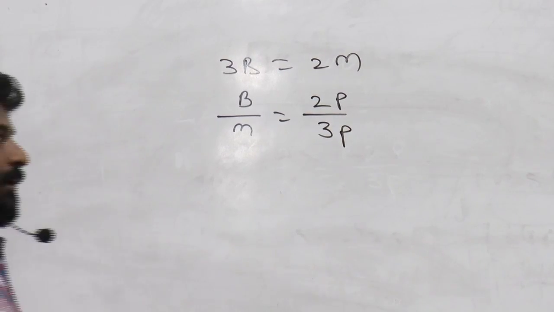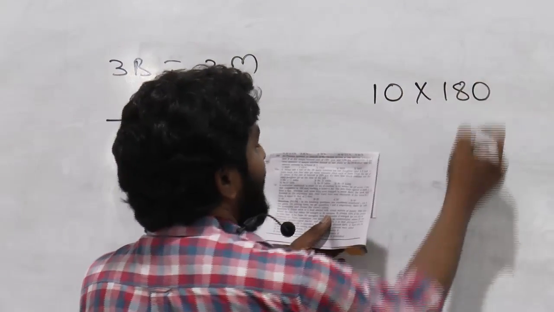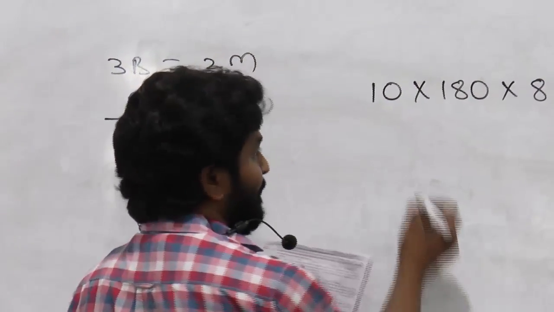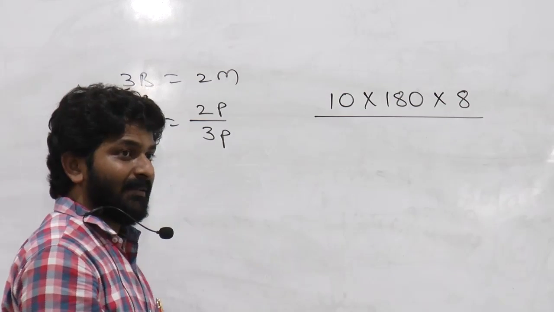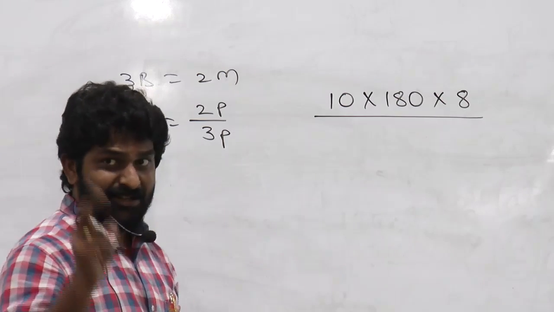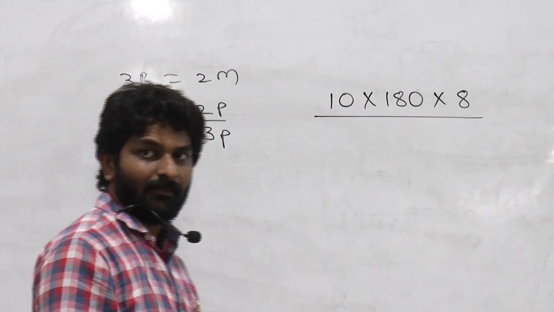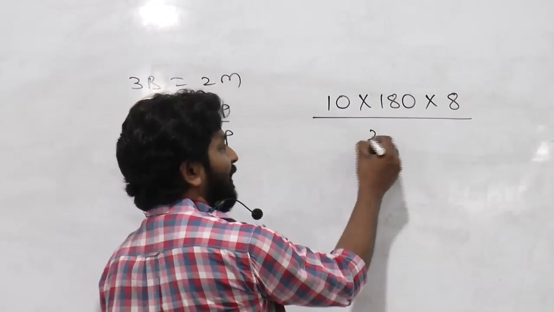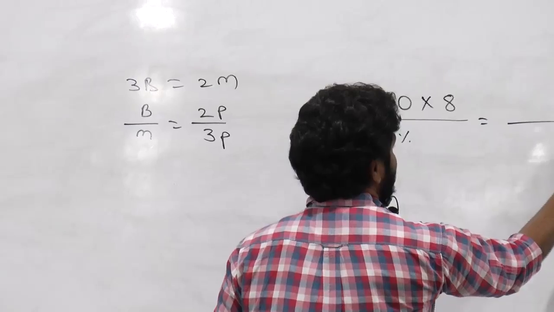Now, completed work is 10 weeks work. How many men worked? 180 men. Working how many hours a day? 8 hours a day. By how much work is completed? 3 kilometers. That is 20% of total work. Yes or no? So work done is 20%. What about remaining work? 80%.